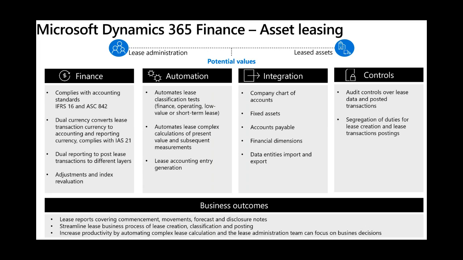And then you need to run the transactions of the depreciation in the fixed assets and the other transactions related to the lease payment and interest in the asset leasing. Also, we can link the lease to a vendor from accounts payable, and this vendor will represent the lessor, whom we are going to pay in each period. And of course, the financial dimensions and data entities to import and export data from and to the system.